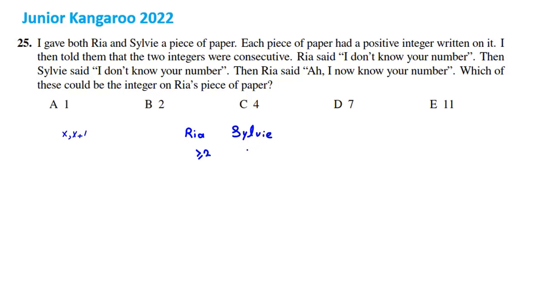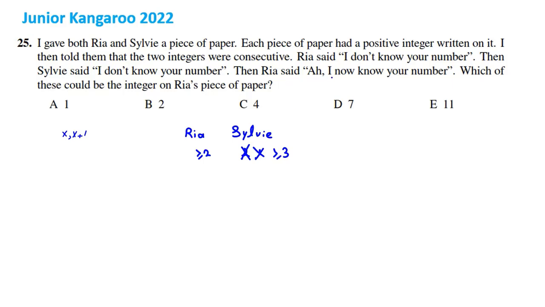Now here, if Sylvie has 2, then she knows that Ria has what? Because she knows that Ria doesn't have 1, so Ria has 3. So Sylvie doesn't have 2. Sylvie also doesn't have 1. Can Sylvie have 3? If 3, then Ria can have 2 or 4. So here we understand Sylvie has at least 3.